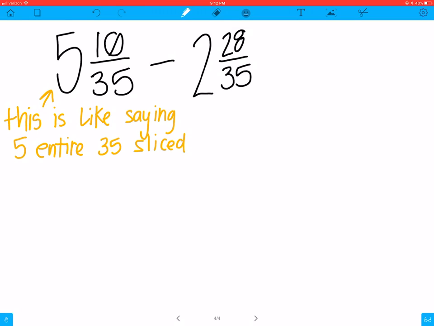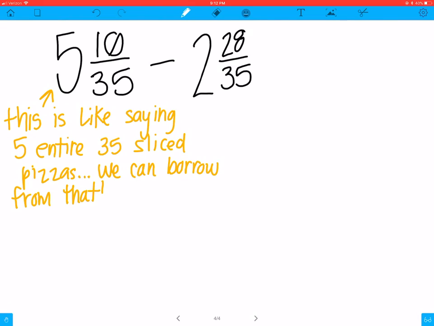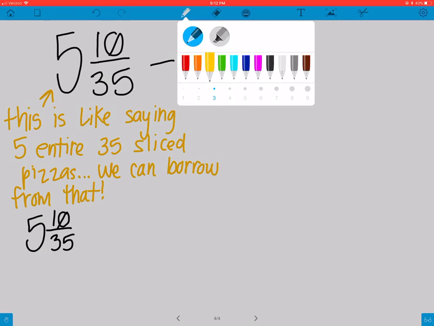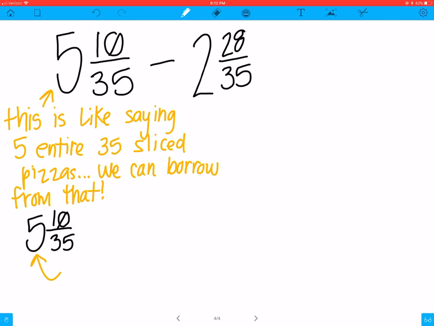But this whole number of 5 is like saying 5 in 35 sliced pizzas, entire pieces, right? These pizzas that I have. So I can borrow from them. Now I can borrow a whole, and I'm going to add that whole to my numerator. It's just like saying 2 $10 bills and 1 $1 bill. That's $21. But I can borrow and have 1 $10 bill and 11 $1 bills and have $21.